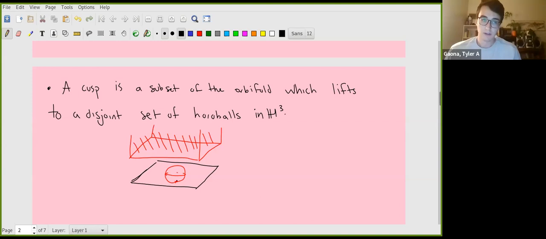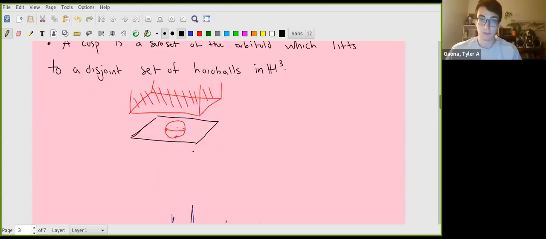And so if it's centered at a point in the complex plane, that horoball is just a Euclidean ball tangent to the plane at that point. And when I talk about the radius of a horoball, I mean the radius of that Euclidean ball. Alternatively, for a horoball centered at infinity, the horoball is just the set of all points whose z coordinate is greater than or equal to some fixed value.